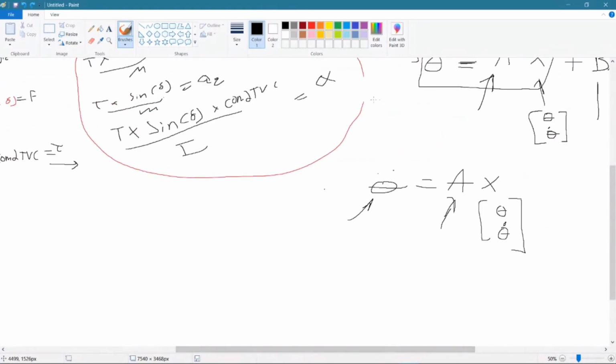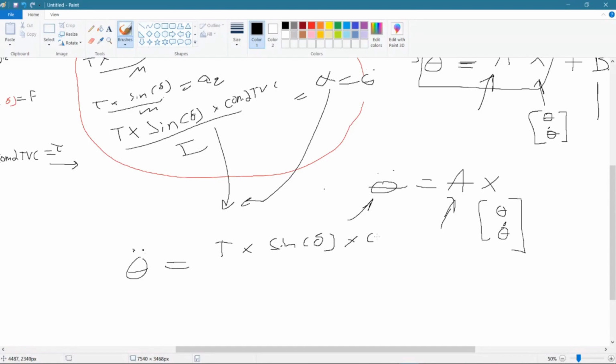Okay, so let's speed run. We'll get through this. I did mention that this is equal to theta dot dot. So let's rewrite that. We have theta dot dot equals our thrust times the sine of delta times the distance from the center of mass to the TVC, divided by our inertia.